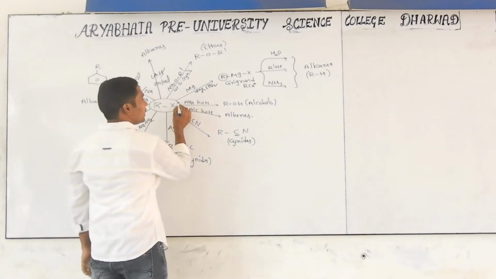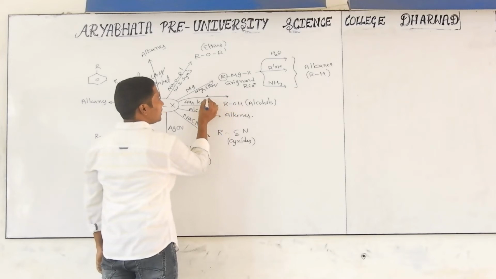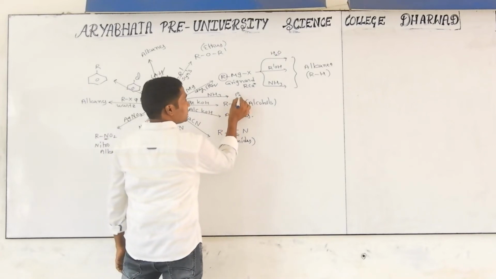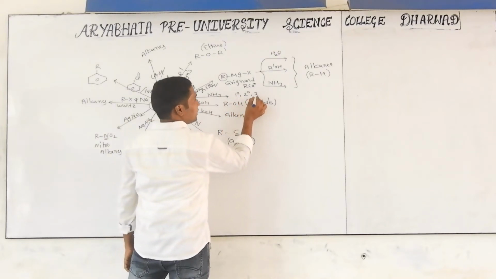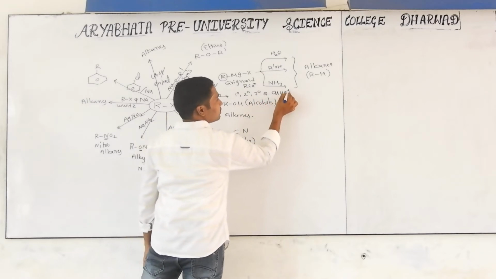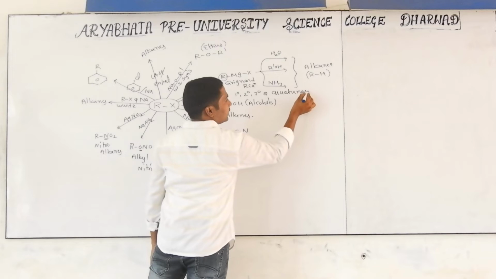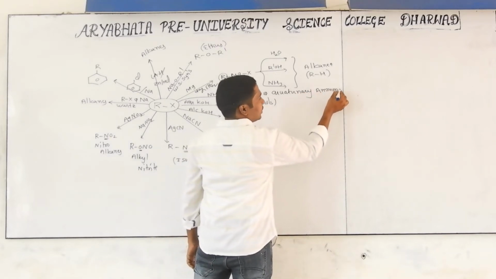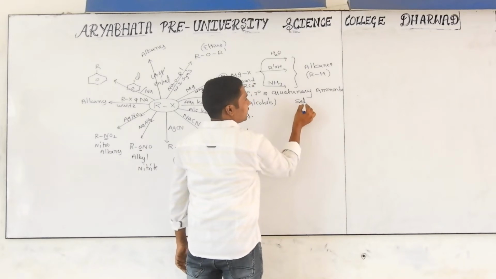Just I will give you one more thing. If you take alkyl halide, it may react with ammonia. We are getting four products. What are they? Primary amines, secondary amines, tertiary amines, and also quaternary ammonium salts.